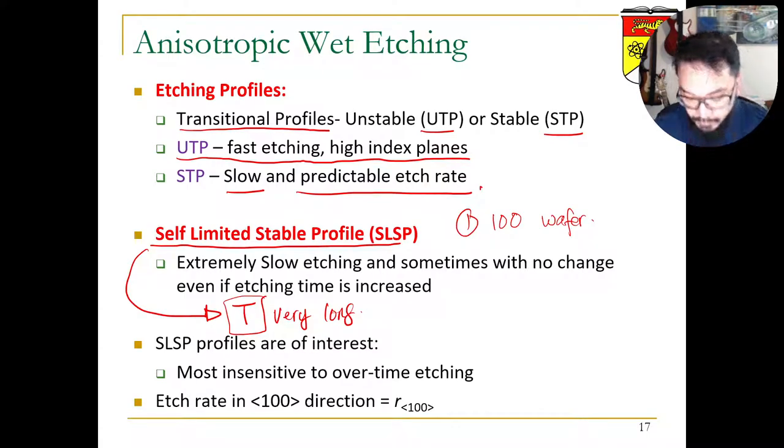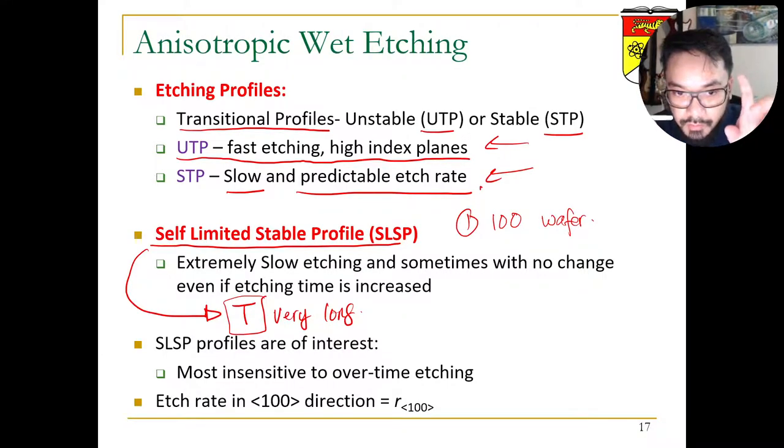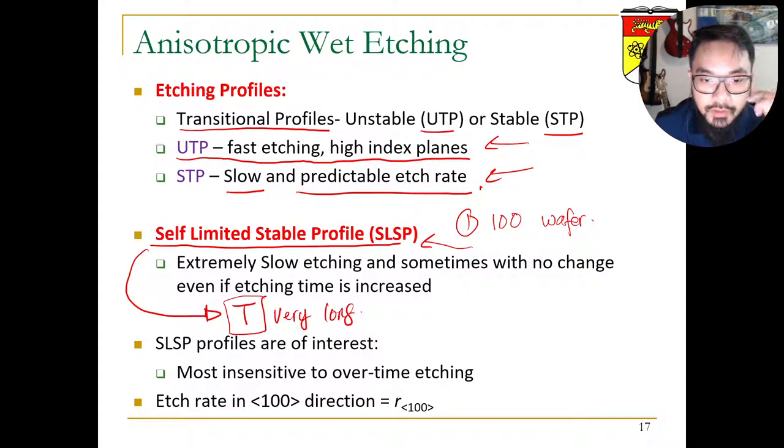So what we want is the self-limited stable profile. Because if we just want to stop our etching process based on STP or UTP, for example because we want a particular shape, we need to estimate how long it will take before we must stop to get our desired profile. That is very difficult to control because of the many variables. But if we rely on the result of our etching being a self-limited stable profile, then we are safe, because as long as the etch time is long enough, we know we will get our desired SLSP. So it's always good to aim to get SLSP, because then you don't have to control T. You just make sure that your T is long enough. That's why it says the SLSP profiles are of interest, most insensitive to overtime etching.